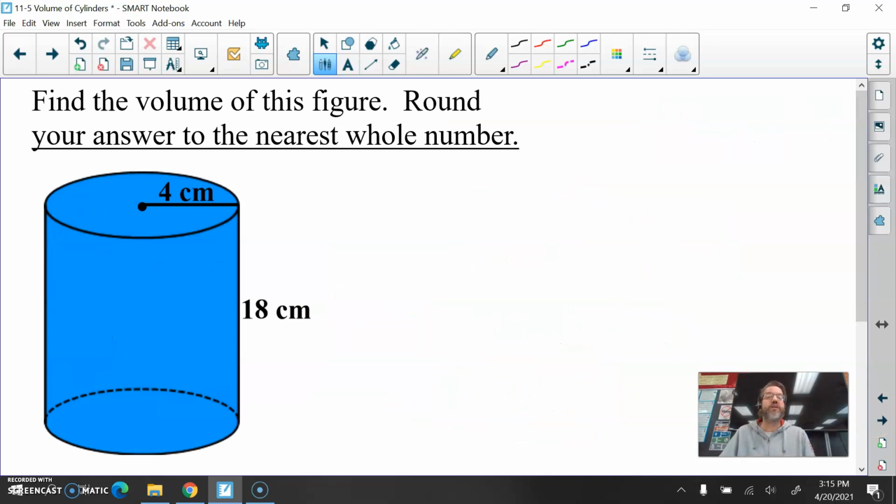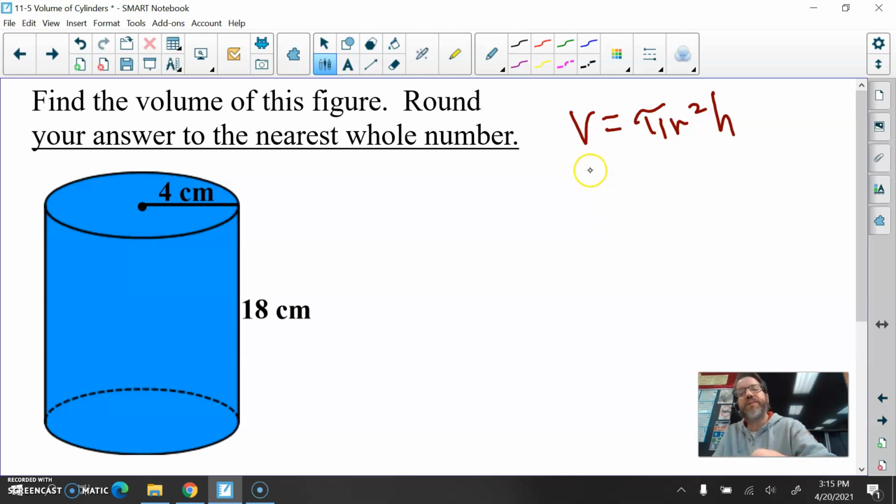Let's try another one. Find the volume of this figure, round your answer again to the nearest whole number. Step 1, write the formula down. V equals pi r squared times h. By the way, on a quiz, I would always provide you with these formulas. You don't have to memorize them, okay? They'd be built right into the quiz and the instructions.